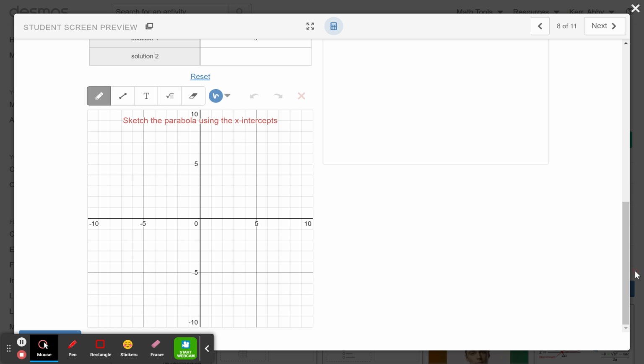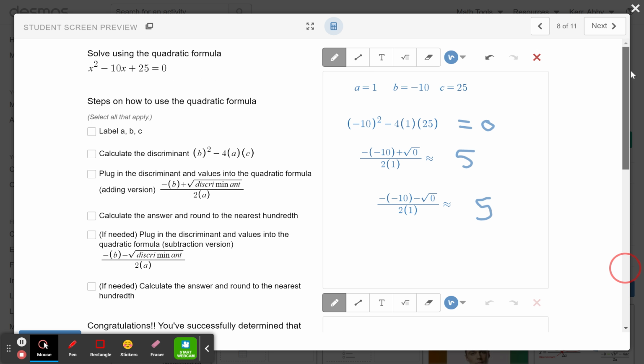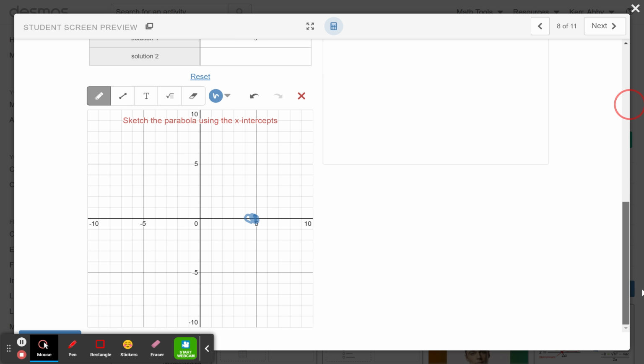Now, how do we graph that? You put a point right here. Go back up. My A value is positive. So I know that it's going to look like a U. So I'm just drawing a U through that one point.